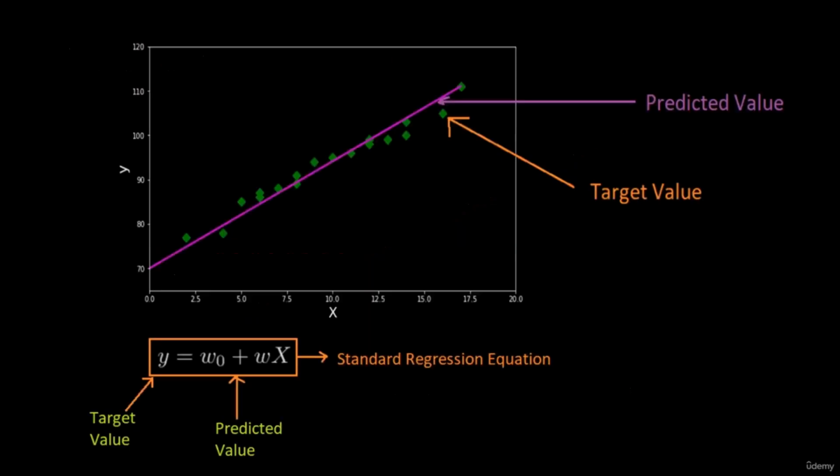In this line, we can see that the target values and the predicted values are not the same everywhere, so we need to calculate the error. But before the error, we can see that this is the standard equation of the regression. This is our target value and this is the predicted value. When the target and the predicted values are equal, there is no error. Otherwise, we have to calculate the error.